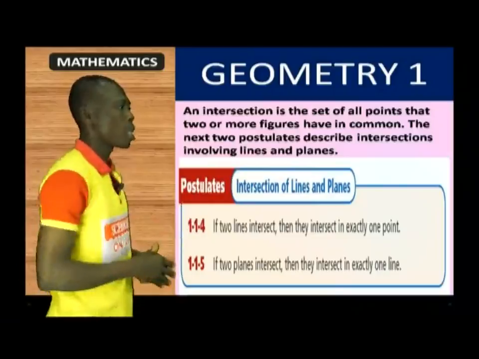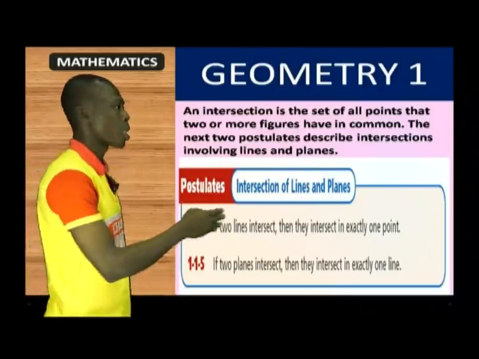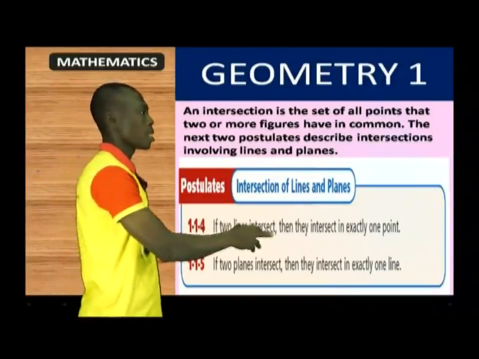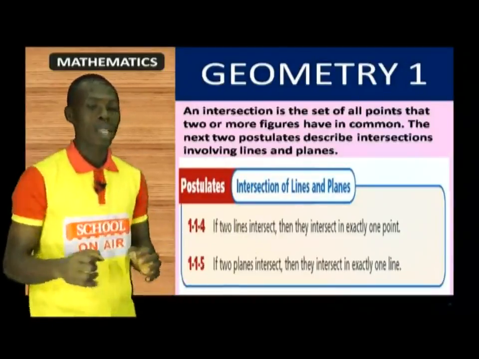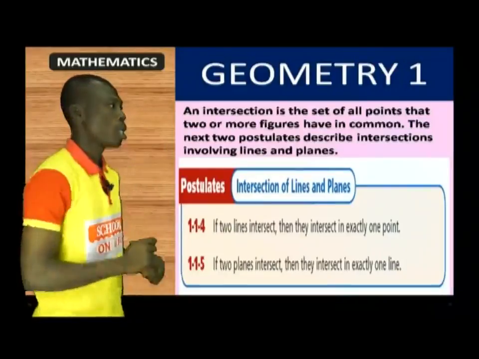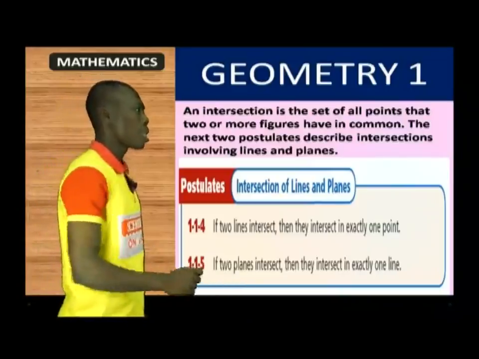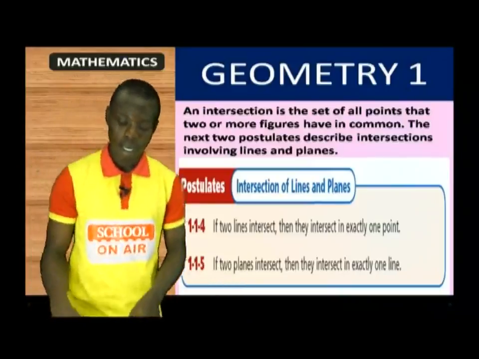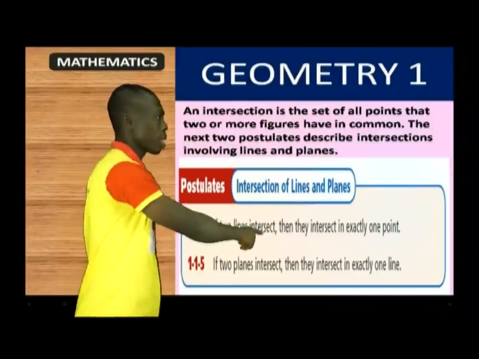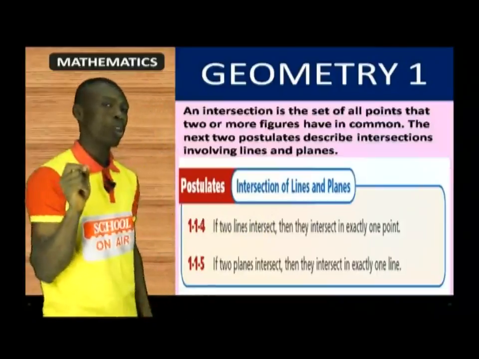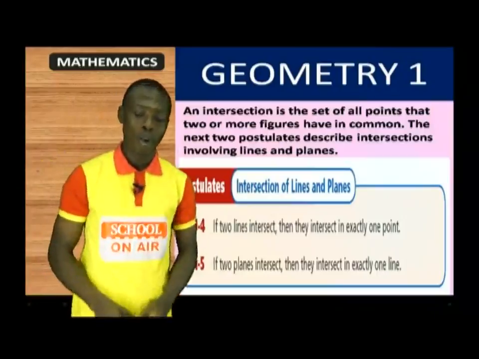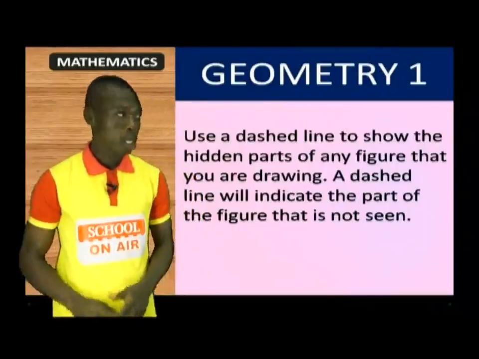So the next two postulates that we're going to take a look at quickly will be talking about the intersection of lines and planes. We have this one: if two lines intersect, then they intersect in exactly one point. And the second one is that if two planes intersect, then they intersect in exactly one line. If two lines intersect here, they intersect in exactly one point. And if two planes intersect, they intersect in exactly one line. So that is that about the postulates.